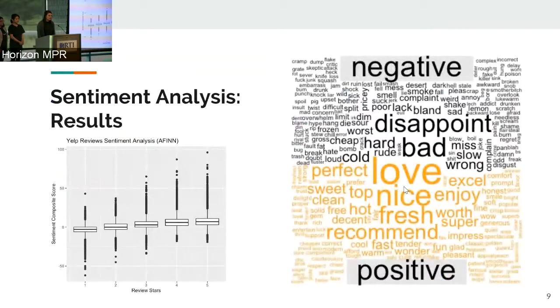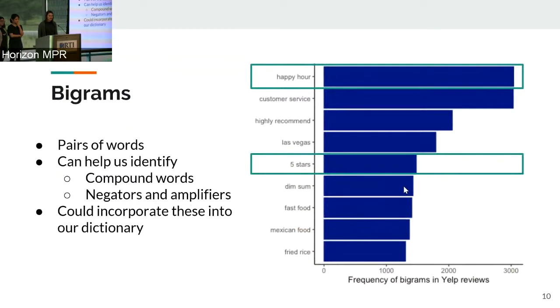Some descriptive results: we do see that this sentiment composite score in the box plot on the left seems, at least descriptively, to have a positive correlation, so that a better or more positive sentiment score is associated with getting more stars. Another way we descriptively looked at our text was to look at bigrams, or pairs of words. What that can help us do is identify compound words as well as negators and amplifiers, which I'll show on the next slide.